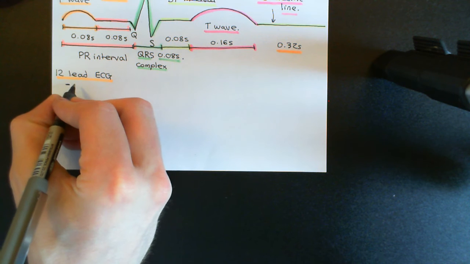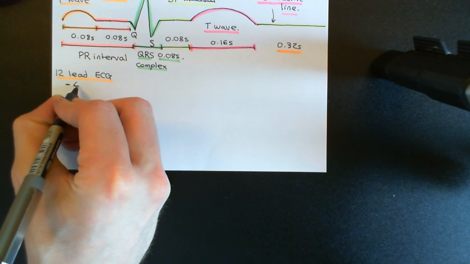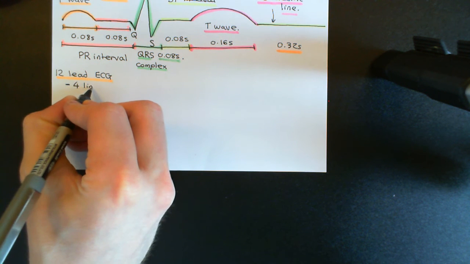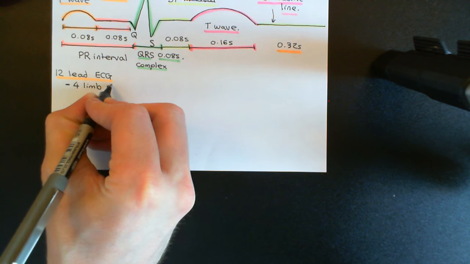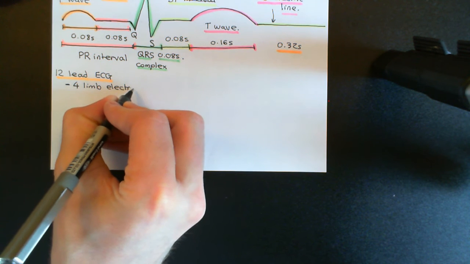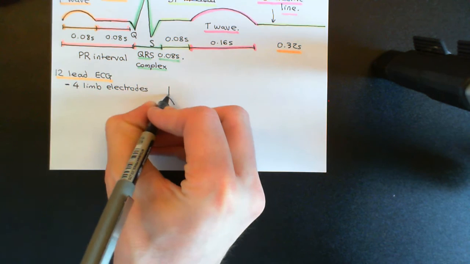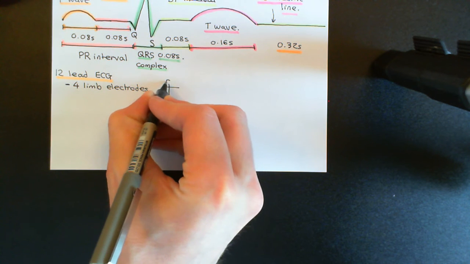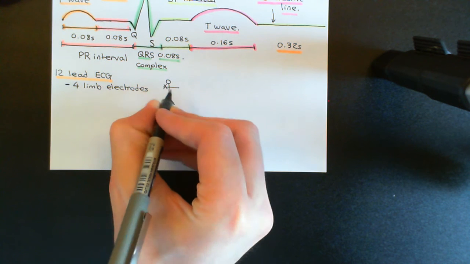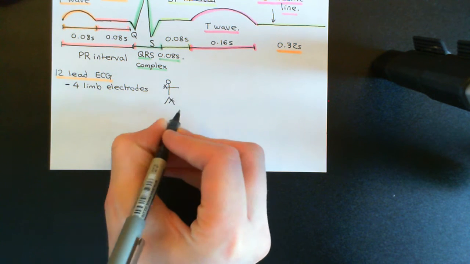Okay, so we're going to put 10 electrodes on in total, and 4 of them are going to be on the limbs. We're going to put 4 limb electrodes on. So I'll go back to drawing a stickman here. So here is my stickman, and obviously we're just going to put 1 on each limb. So we've already got 1 on the right arm, we've already got 1 on the left leg.